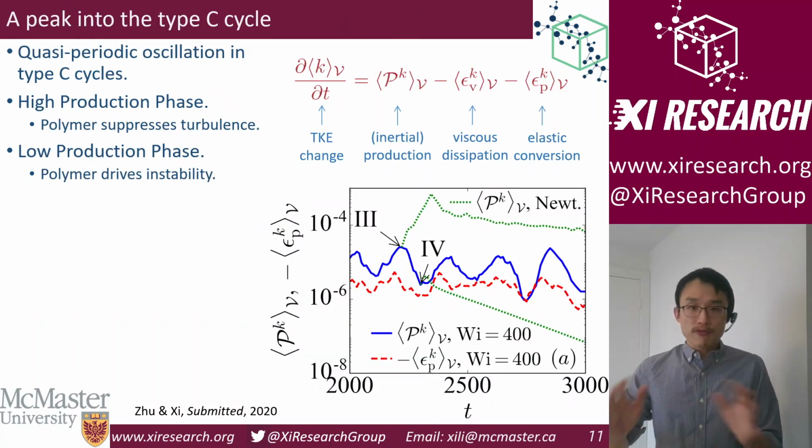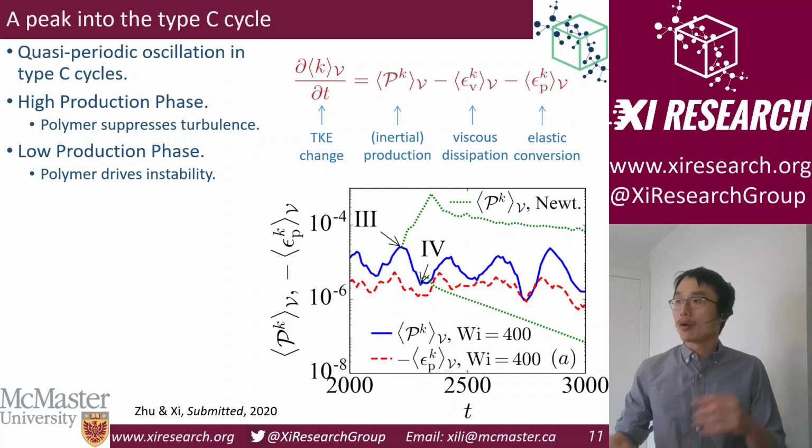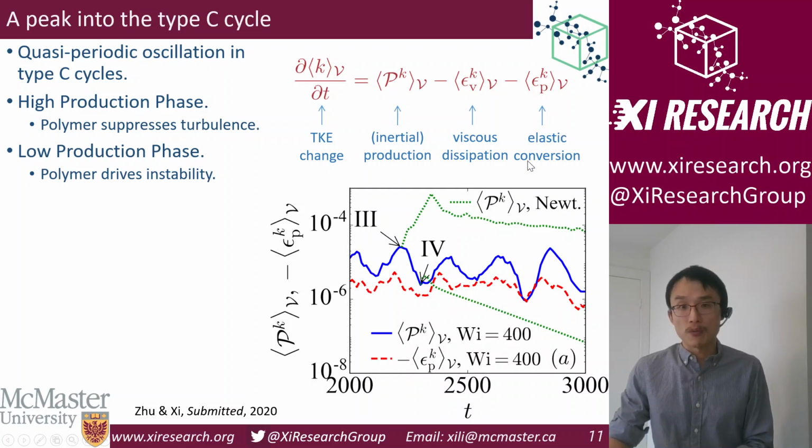So we don't fully understand the type C cycle as yet. We know that it's some sort of quasi-periodic oscillation. What's plotted here is the blue line, which is the production of turbulence by inertial effect, whereas the red line is again the conversion of elastic energy. So we see that even though the elastic energy is important, the production is still essential.